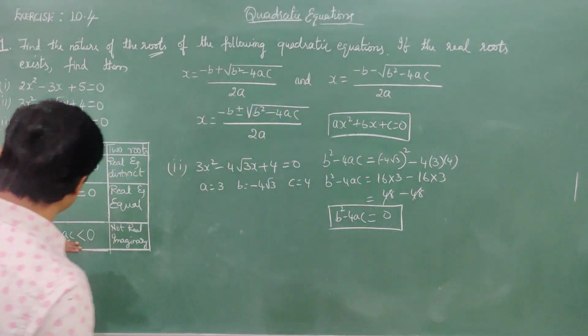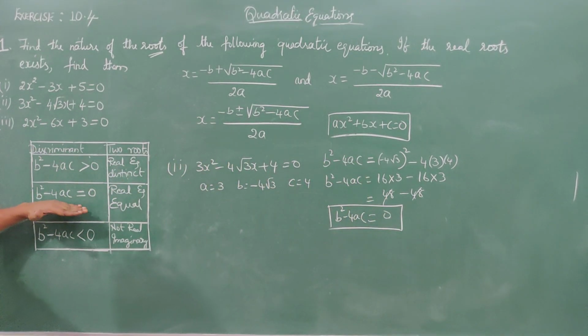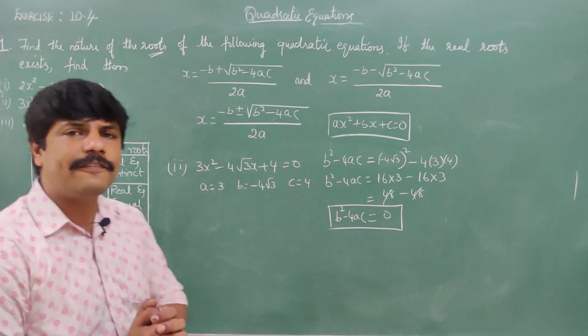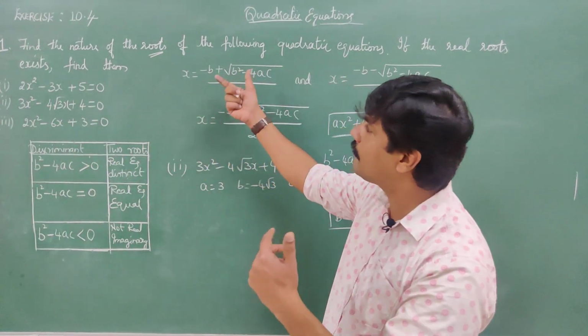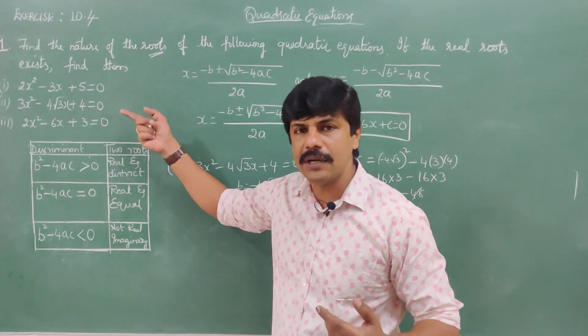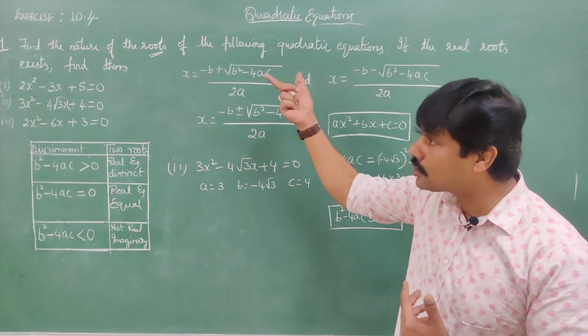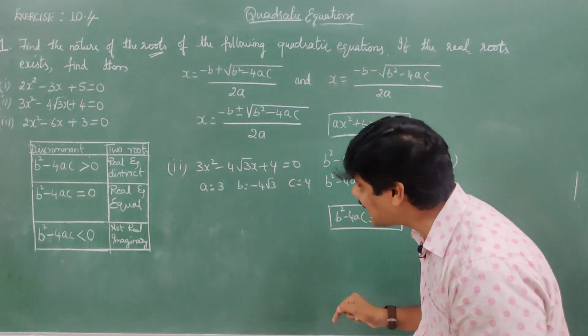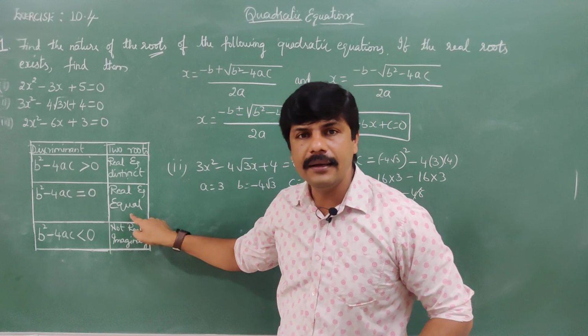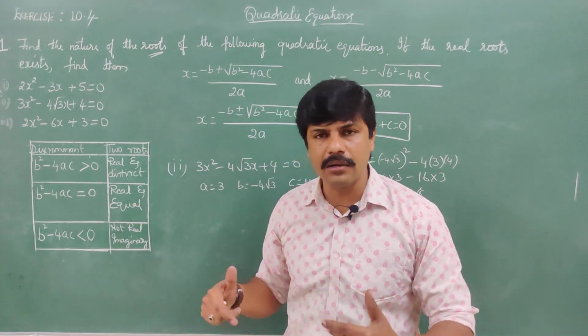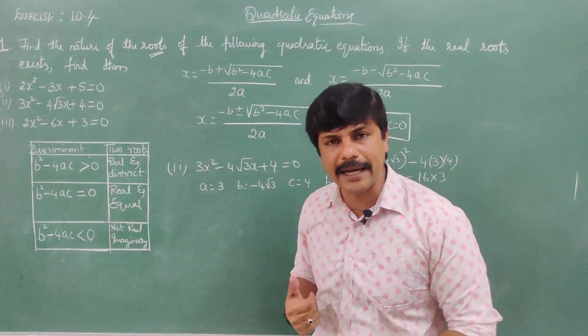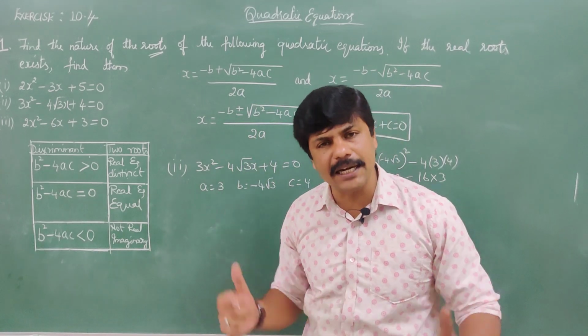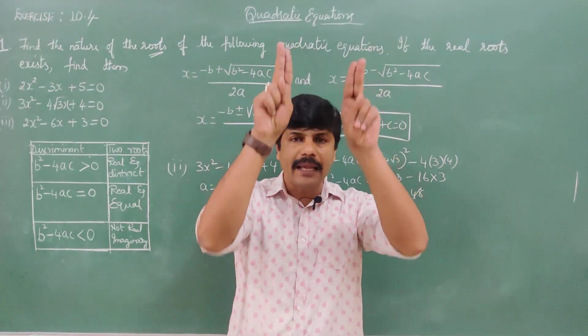So when b square minus 4ac, this discriminant, is equal to 0, what is the nature of the roots of this particular quadratic equation? The nature of the roots is real and equal. Real. So the kind of number you are going to get for x is real itself, but both values will be equal.